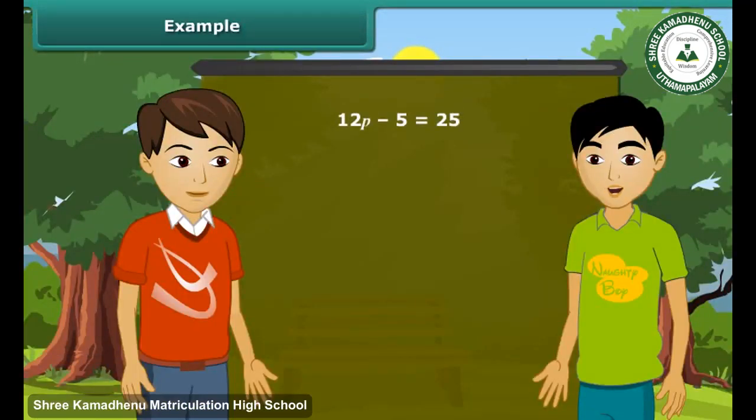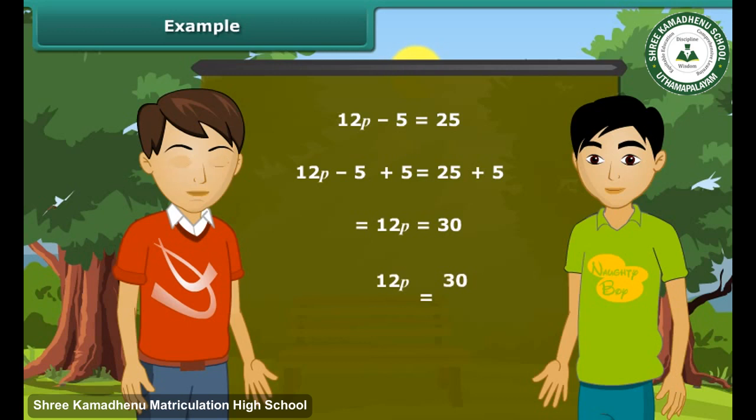Ajay, can you solve this equation? Yes. To get p on the left-hand side, we will add 5 to both the sides. We get 12p is equal to 30. Now divide both sides by 12. We get the answer p as 5 upon 2.